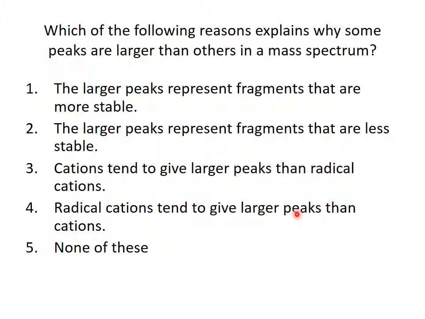Which one of these is the reason why some peaks are larger than others in a mass spec? Well, if we look at the peaks that we see in a mass spec, what are they due to? They are due to the formation of fragments when the molecular ion decomposes. Why is it that you make some peaks more than others? Well, when it decomposes, it tends to go to things that are more stable. So that's going to happen more frequently than an unstable cation that might be formed.